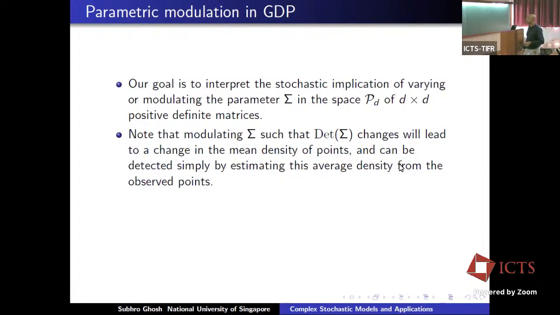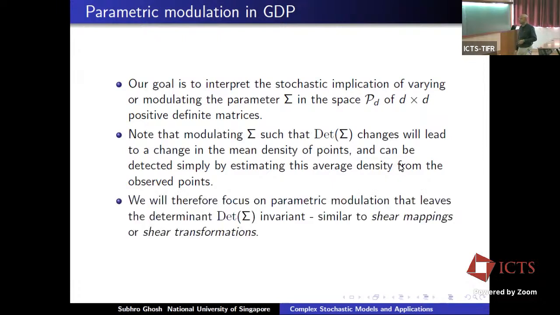So modulating sigma such that the determinant of sigma changes will lead to a change in mean density and can be detected simply by estimating the average density of the observed points. Therefore, we will focus on parametric modulation that leaves the determinant of sigma invariant. It is similar to shear mappings or shear transformations.